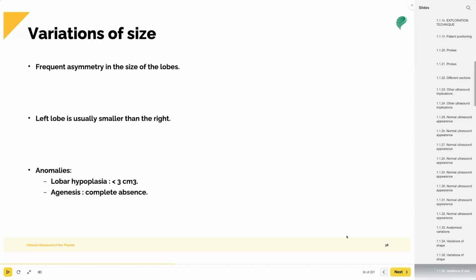We are going into the variations of size. Size variations are very common. Sometimes one lobe is a little bit bigger or smaller than the other, and this is normal. The left lobe is often smaller than the right lobe. In some cases, one lobe may even exhibit hypoplasia or complete agenesis.